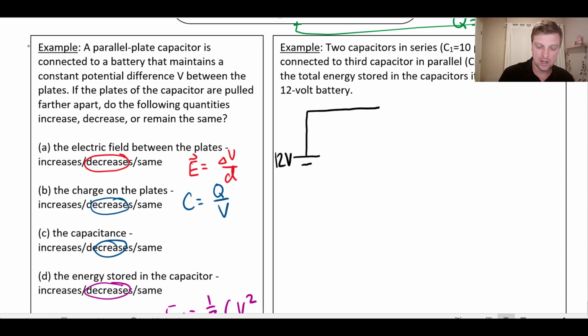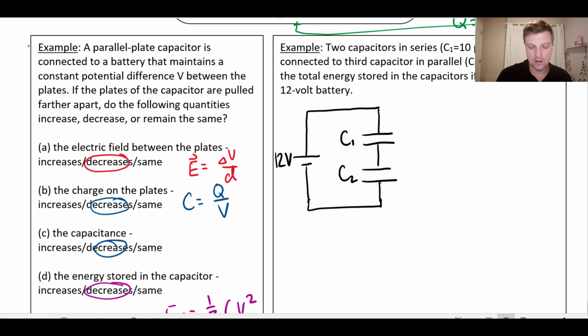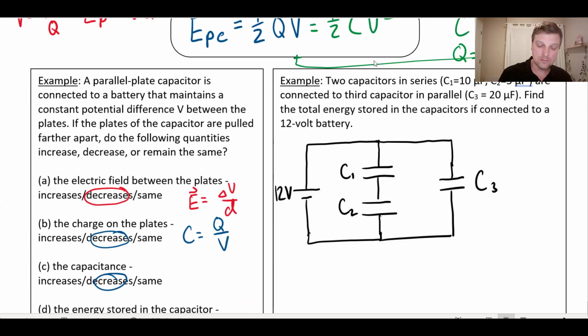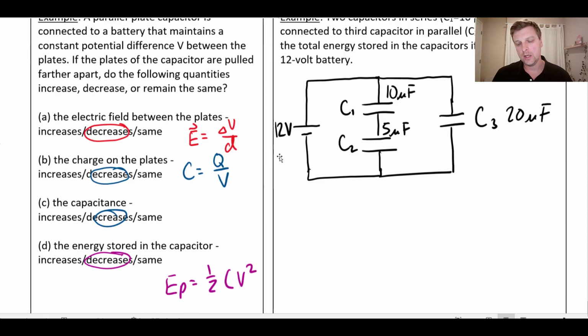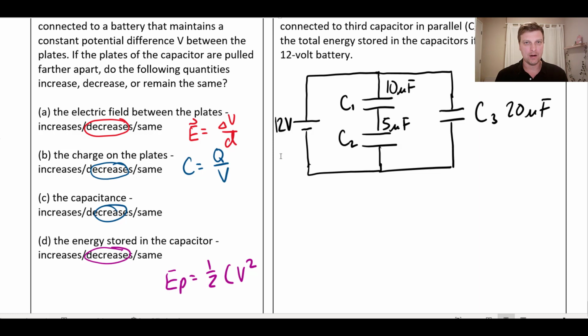The first thing I know is that those first two capacitors, C1 and C2, are in series with each other. Then I'll connect those back up to my battery. And both of those are in parallel with a third capacitor, which we'll call, very creatively, C3. So this first capacitor was 10 microfarads, the second one was 5 microfarads, and this last one here was 20 microfarads.